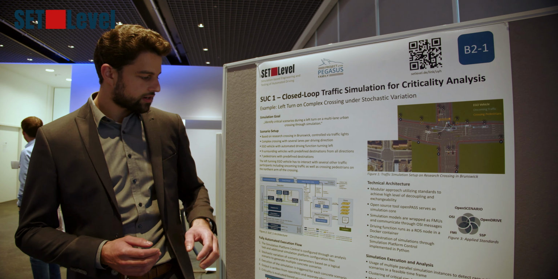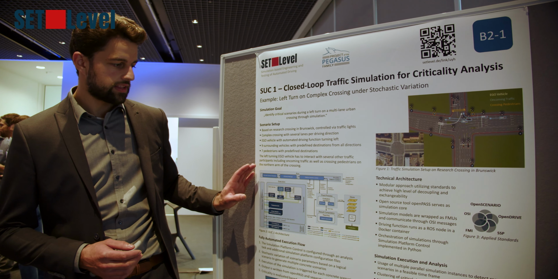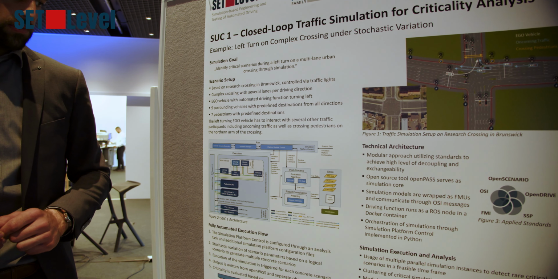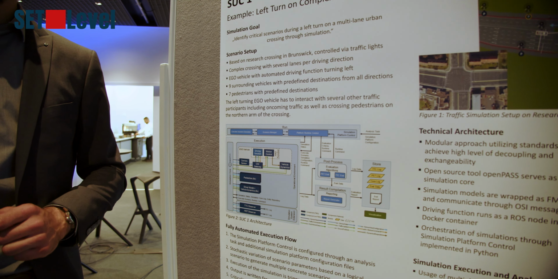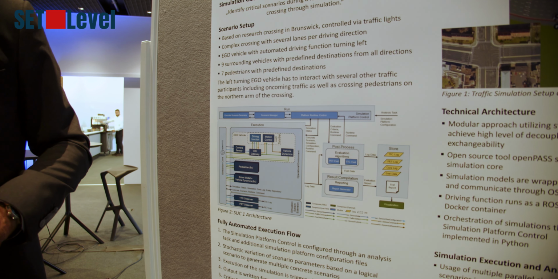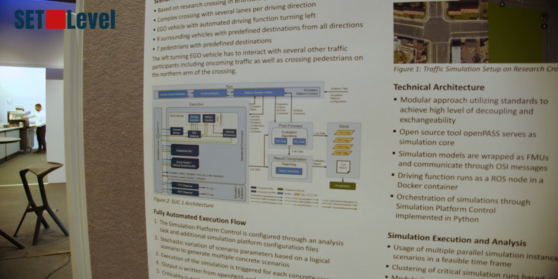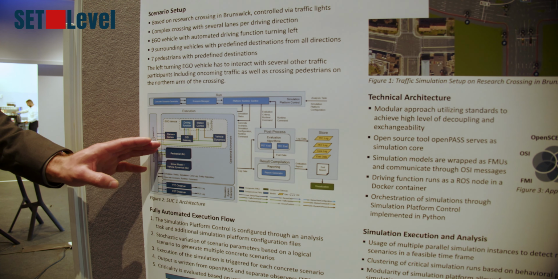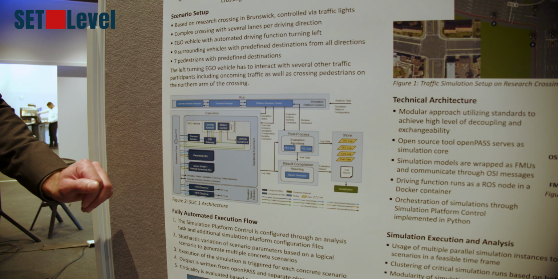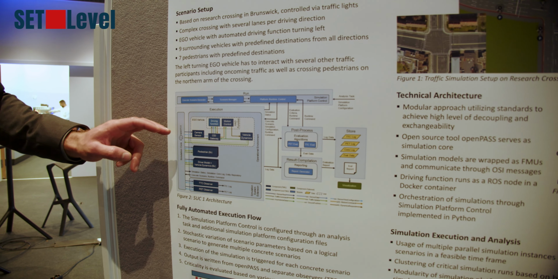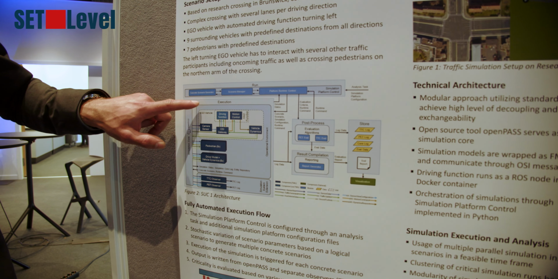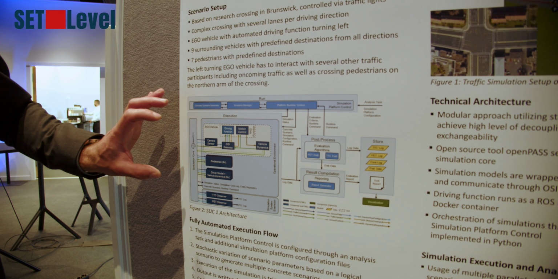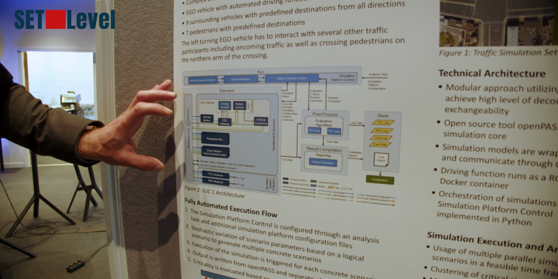The technical details are shown in this image in the middle on the left side. We see the technical architecture that we came up with for the simulation. It is strictly following the generic architecture that has been developed within the SET Level project. And in this case, we can see that the different models for pedestrians, for vehicles that are controlled by drivers, but also for the automated driving function, which is shown here on top, are incorporated here based on the FMI standard, as the models are wrapped as FMUs.